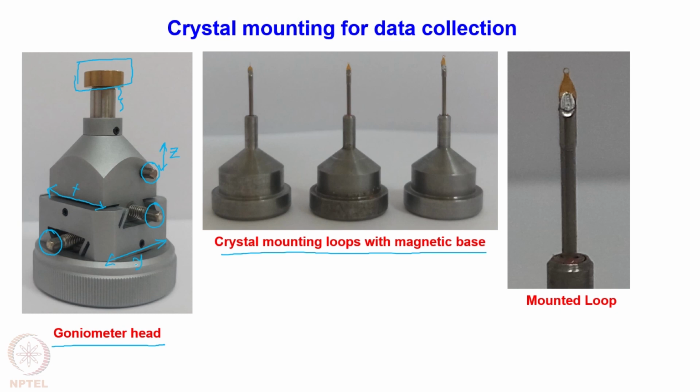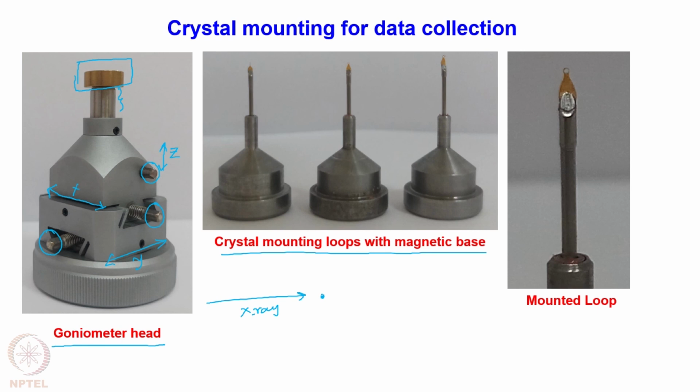So by those three screws, one can adjust the crystal in height, one can adjust its orientation x, and one can adjust the orientation y. So in this way, one can align the crystal in the X-ray beam at a center position, because when we discuss X-ray data collection, we will see that we will be moving this crystal about different axes, and during that movement we don't want the crystal to go out of that X-ray beam.